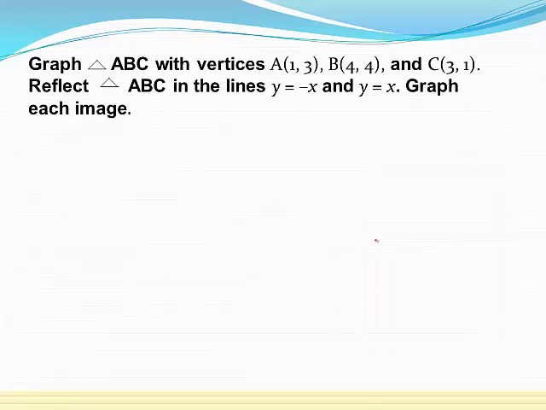Okay, so let's do this. You have two graphs on the bottom part of your notes. What I want you to do is graph A, B, C, and reflect it in one of the graphs in negative x and one of the graphs in x. You can pause the video, try this, and then check and see if your answer is correct.